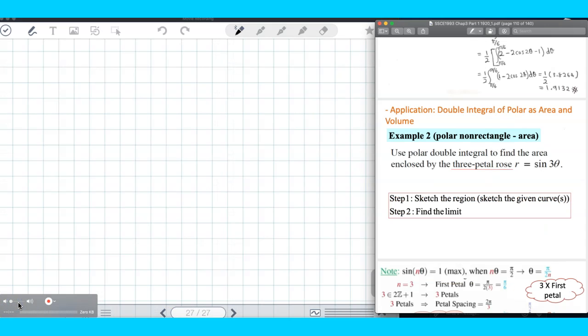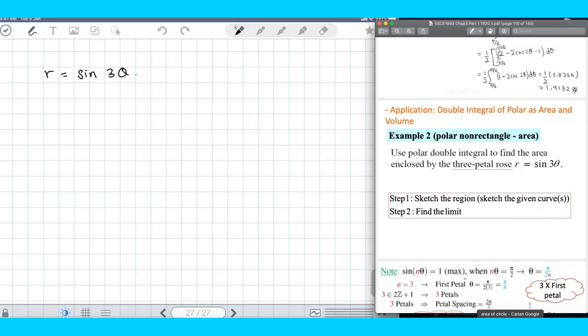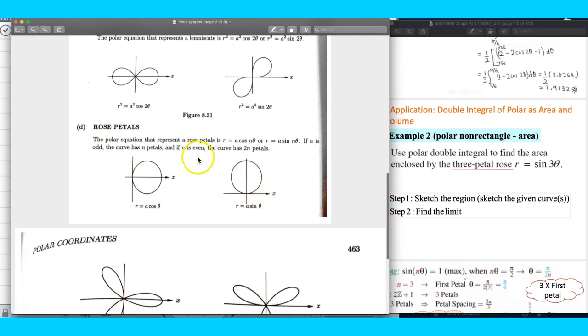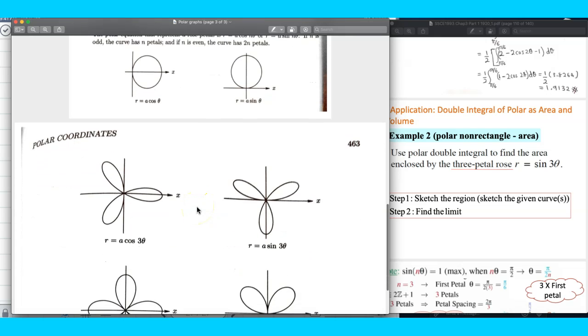Okay, so the next example: we have to find the area, using polar, enclosed by the 3-petal rose given by r equal to sine 3 theta. So now your equation is in polar form, sine 3 theta. If you don't remember, then you have to look at the polar graph, the rose petal. Previously we used 2 sine theta. Now we have sine 3 theta.